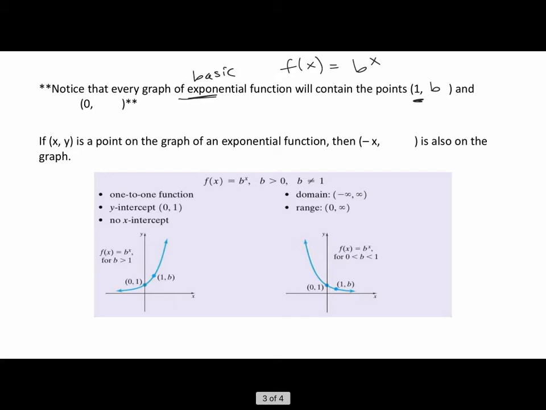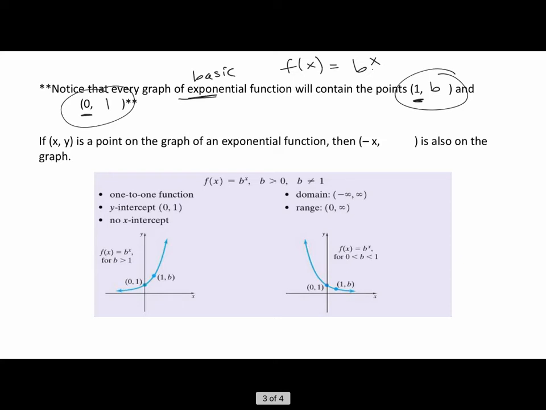And what if x is 0? If x is 0, then any base raised to the 0th power is 1. So these 2 points will be on every graph, every basic exponential function. No shifts. Shifts are going to change those, of course.